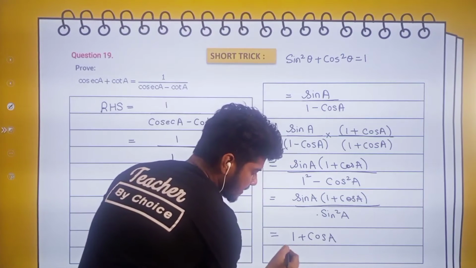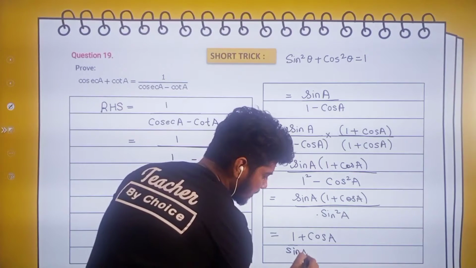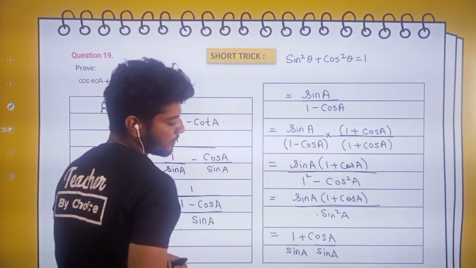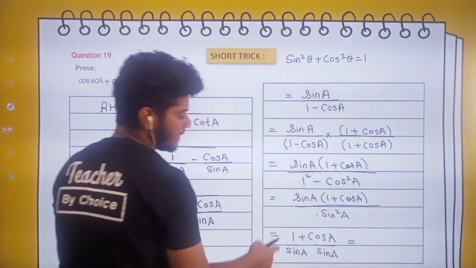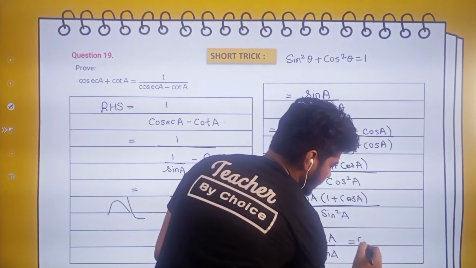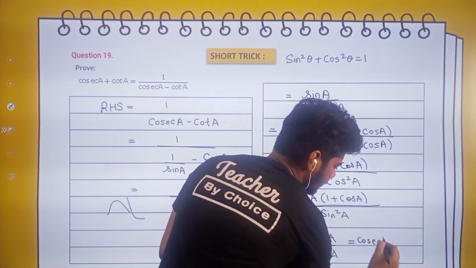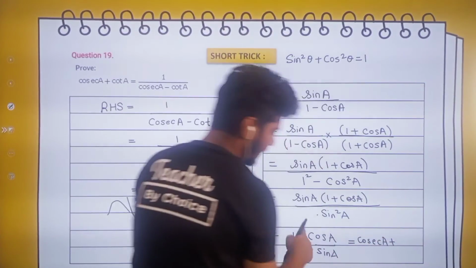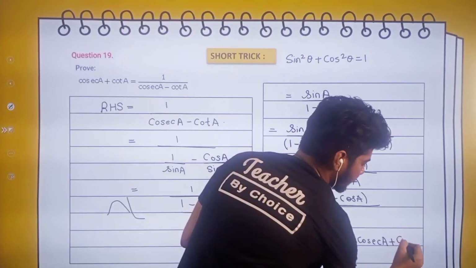Can I write it like this? Sin a as it is upon sin a. I have just split this sin a, so it is easier. What is 1 by sin a? Cosec a. 1 by sin a is cosec a plus cos by sin a. Cos by sin a is cot a.